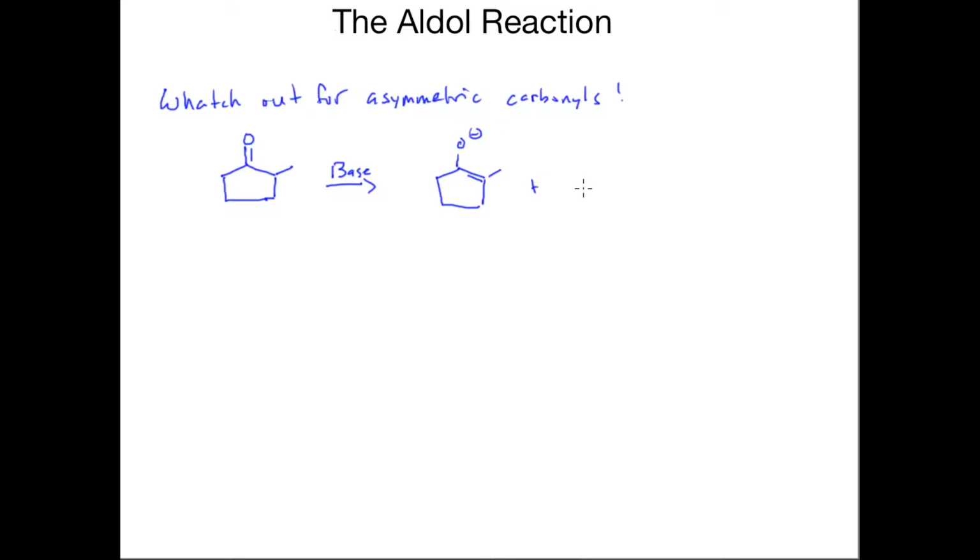So here is one, which is the more highly substituted double bond. And then I have another on the other side. And so these are basically going to be constitutional isomers of each other. So I've got to worry about what kind of enolate I'm going to form. So that's something to keep in the back of your head for now.